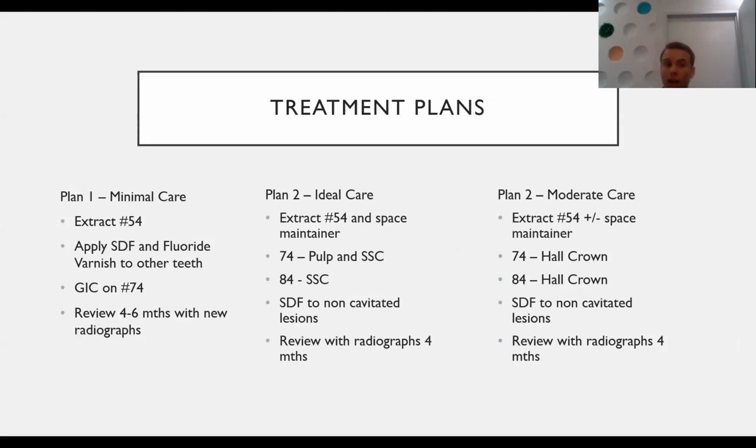We've then got ideal care, which is pulpotomy and stainless steel crown on 7-4, because we're a little bit uncertain on the depth of it, stainless steel crown on 8-4, and SDF to the non-cavitated lesions. And then we've got the in-between one, which is Hall crowns on the 7-4 and 8-4, and silver fluoride for the non-cavitated lesions.